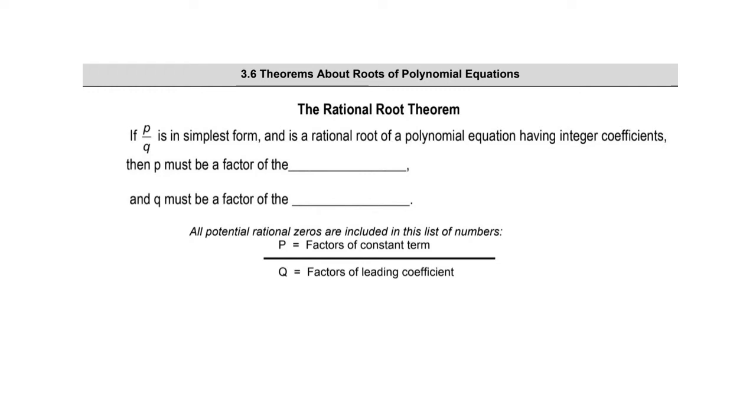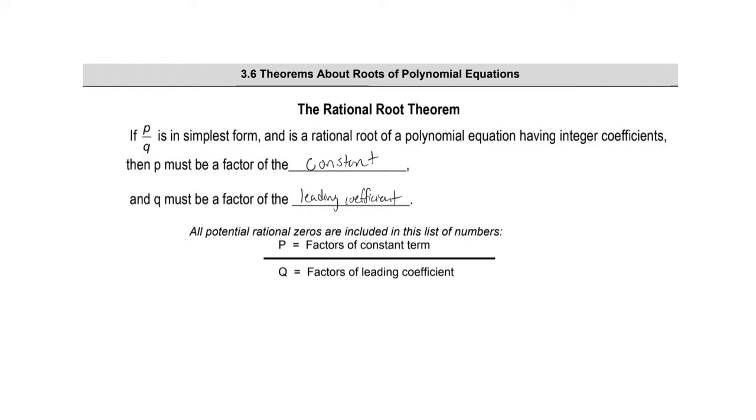It says if p over q is in simplest form and is a rational root of the polynomial equation having integer coefficients, then p must be a factor of the constant, and q must be a factor of the leading coefficient. And then we put all the factors of the constant term on top, and all the factors of the leading coefficient on bottom.